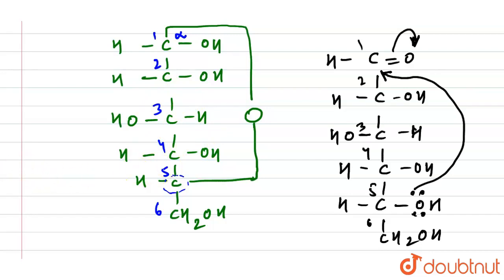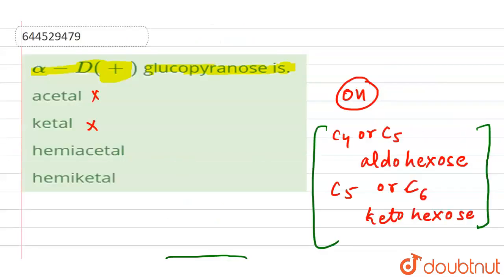So this is our hemiacetal, because here we have the reaction with the aldehyde group. When we have the reaction with a keto group, it will be hemiketal, but here it is hemiacetal because the reaction is with the aldehyde group. So our answer is hemiacetal.